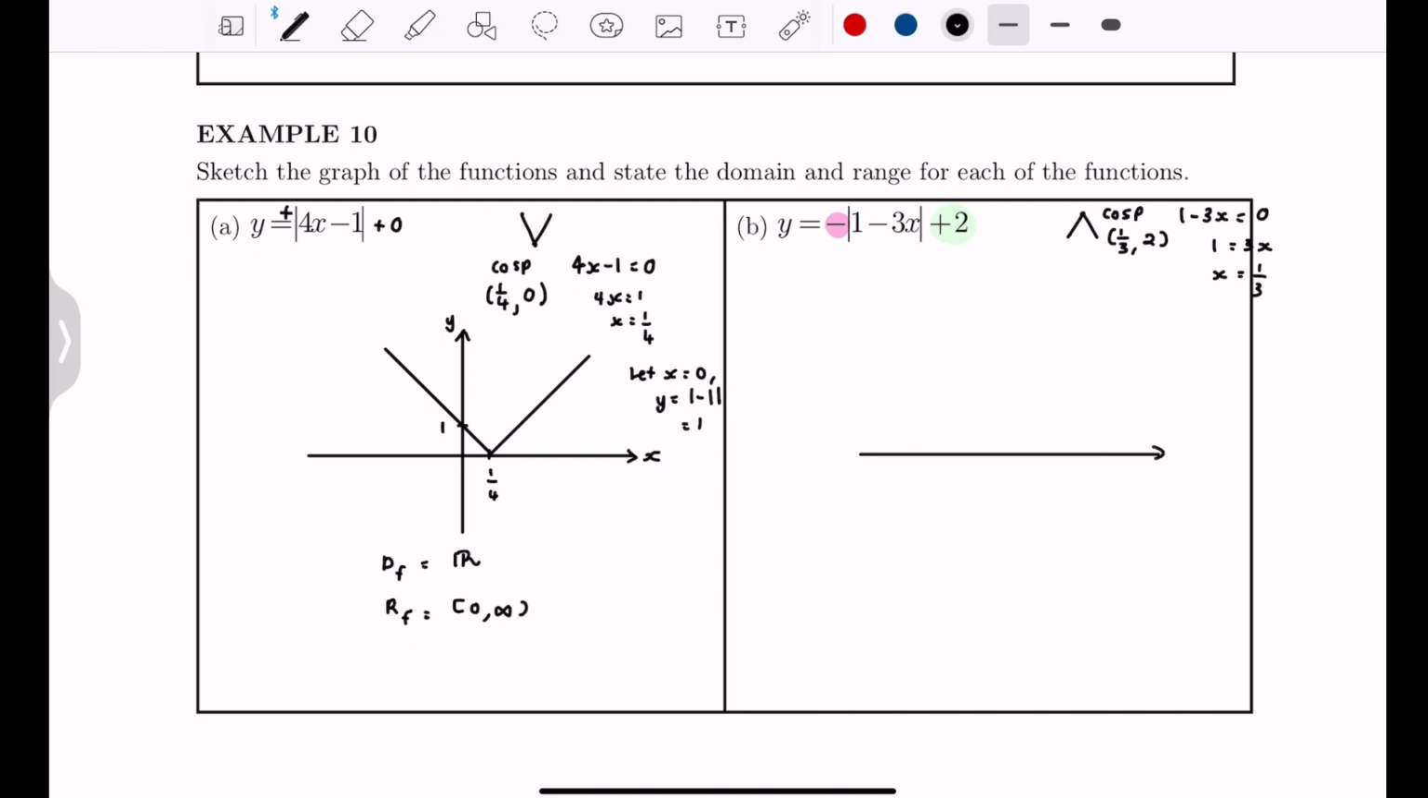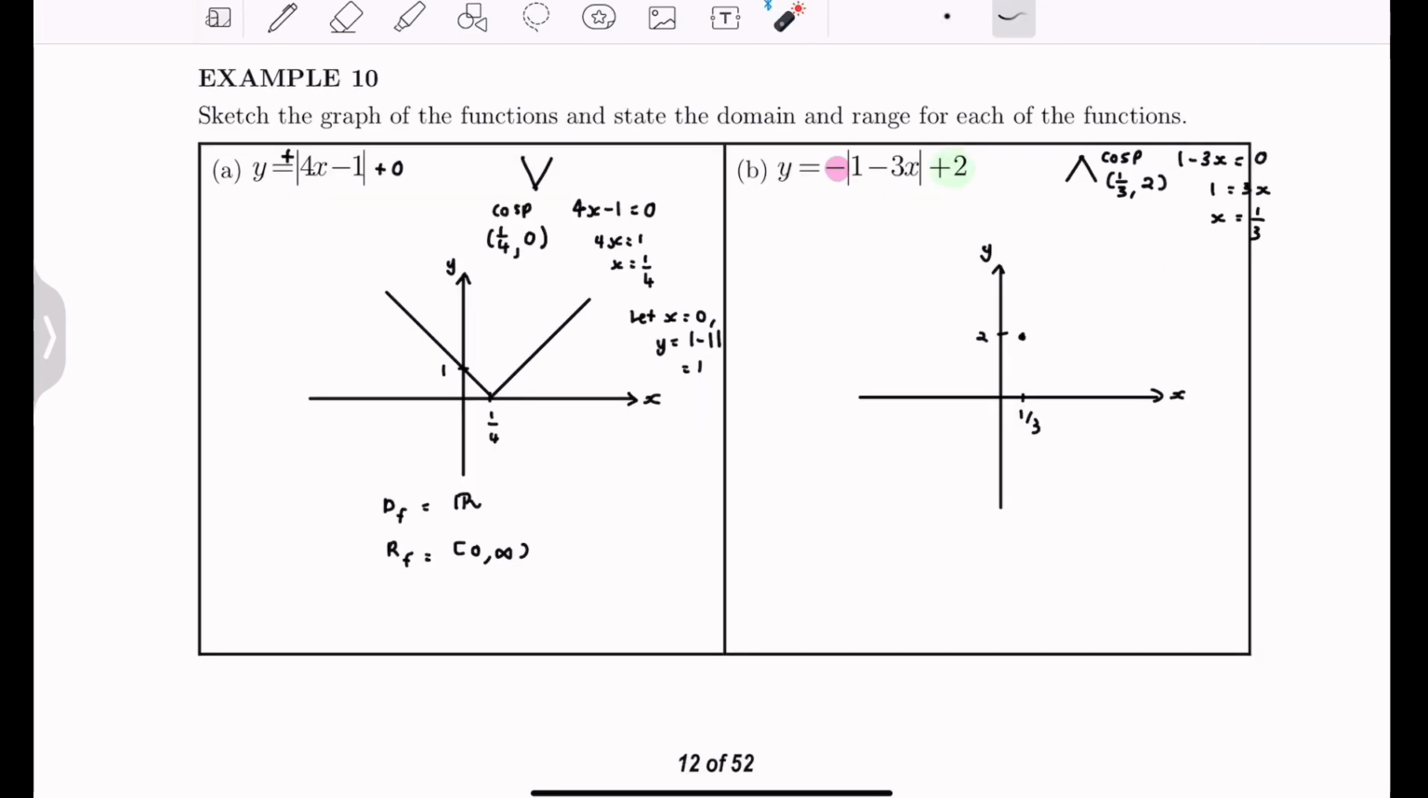Draw the x-axis. After that, draw the y-axis. Plot the coordinate of the starting point, 1 over 3 and 2. So this is the coordinate of the starting point. For this example, we need to find the y-intercept because we want to know whether the graph passes through the origin or doesn't pass through the origin.